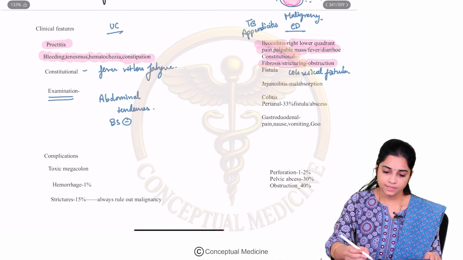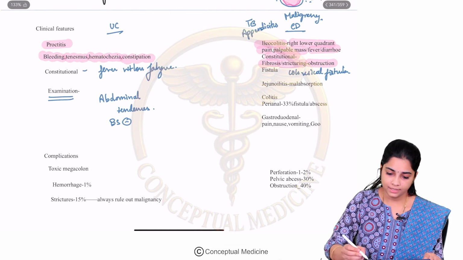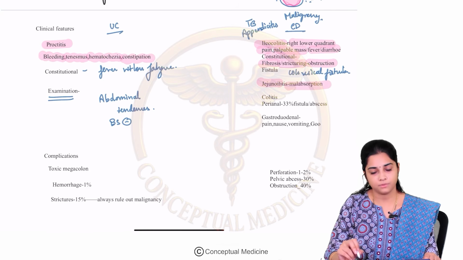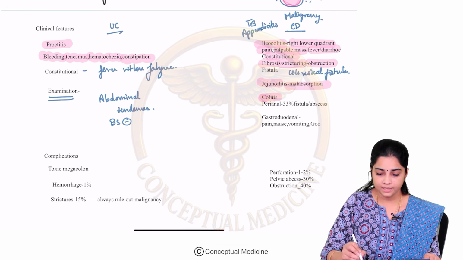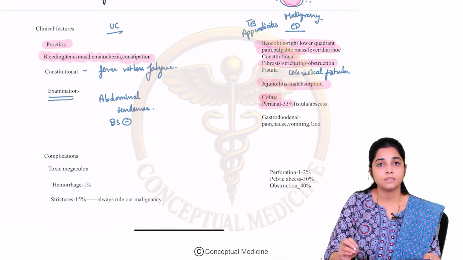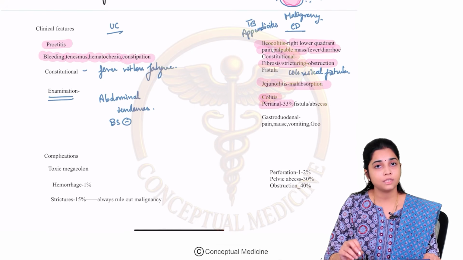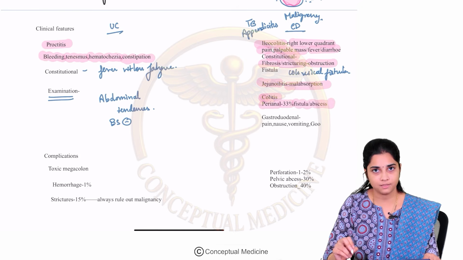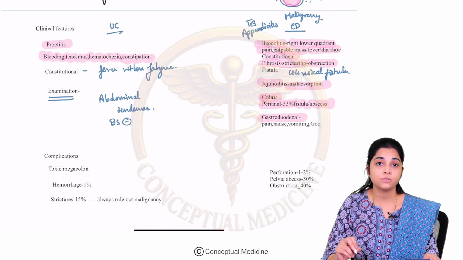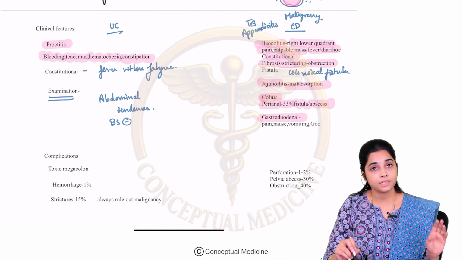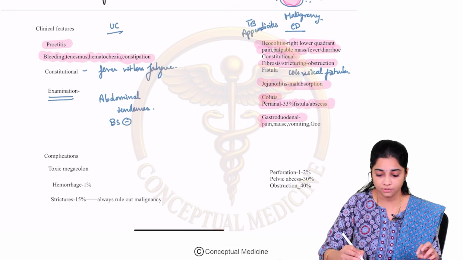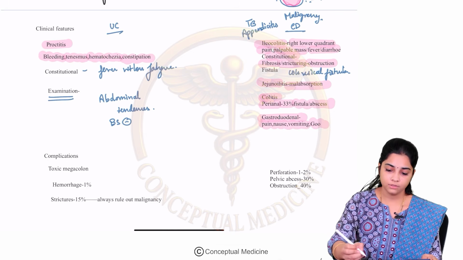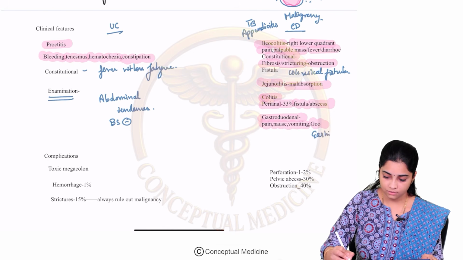Then the second form is jejuno-ileitis, and this can result in malabsorption syndromes. Then there can be colitis, and perianal disease is seen in 33% of the cases. So 33% of patients can have perianal disease, which is characterized by fistula or abscess. They can also have gastroduodenal disease. Crohn's disease can involve the gastroduodenal portion and cause pain, nausea, vomiting, and gastric outlet obstruction. What is GOO? It is your gastric outlet obstruction.